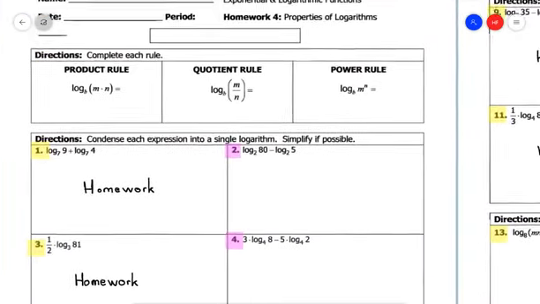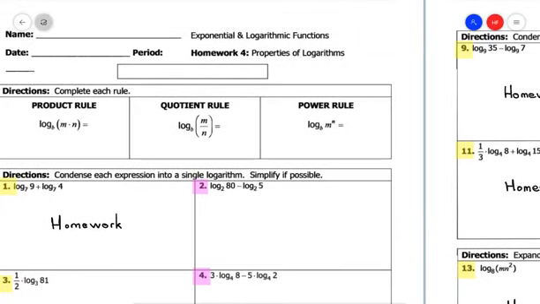So on the top here, we're just going to write in all of our rules so we have them in one place. Product rule, we're going to add them together. Log base b of m plus log base b of n. Quotient rule, we'll subtract them. Log base b of m minus log base b of n. And power rule, we'll take that n and make it the coefficient in the front there. So n log base b of m.